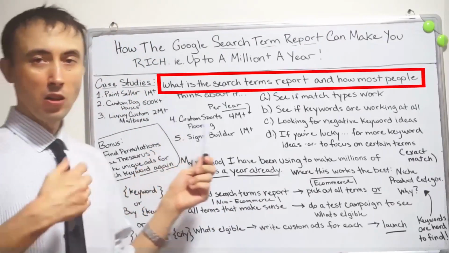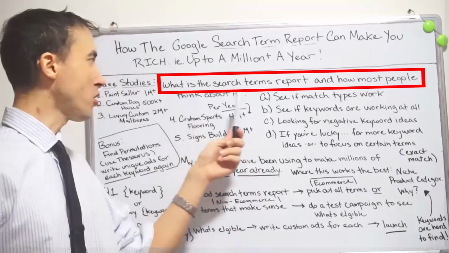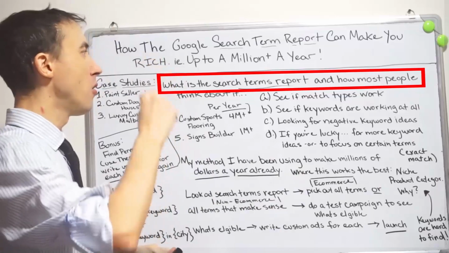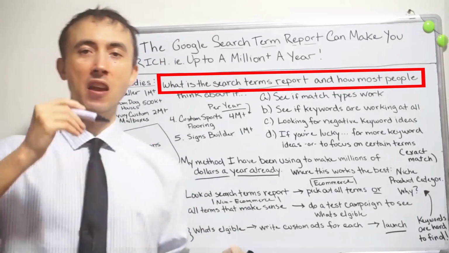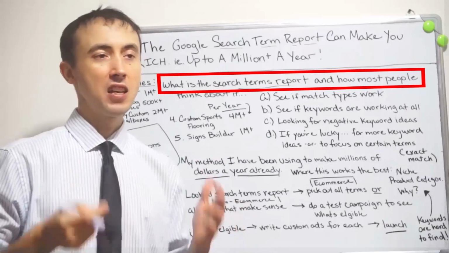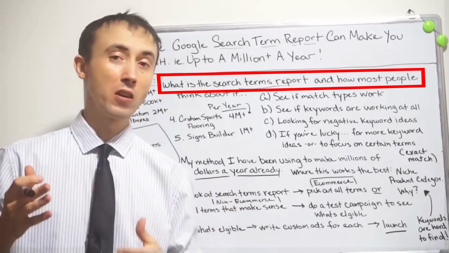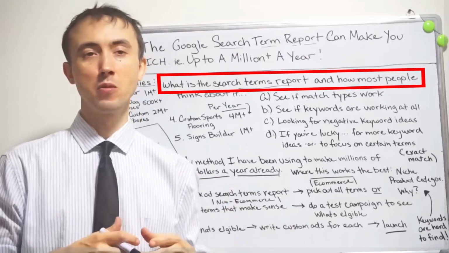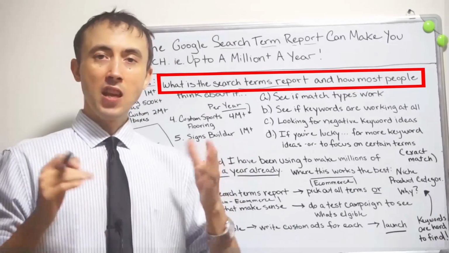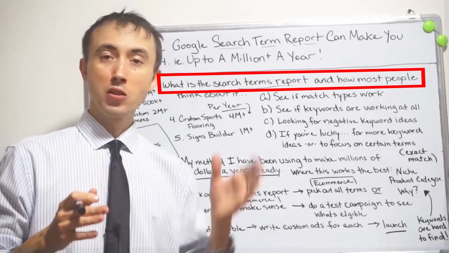So first I'll start with a quick prelude. What is the search terms report and how most people think about it? The search terms report, to start out with, is a tool that you can Google, how to find search terms report in Google or Bing. But what it's intended to do is tell you, so there are 2 different things.